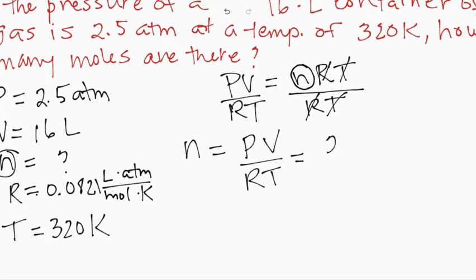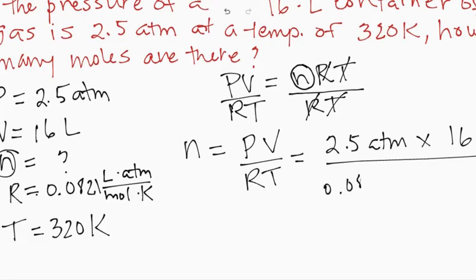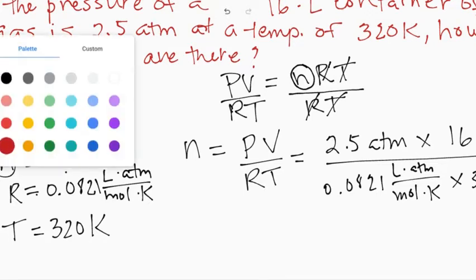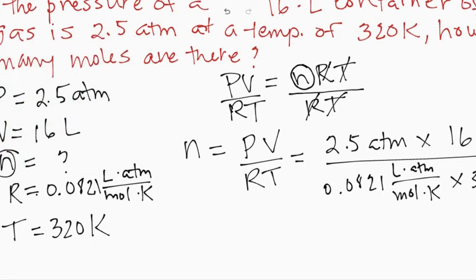So pressure is 2.5 atmospheres. And then we're going to multiply that times volume, 16 liters. And then we'll divide that by R, 0.0821 liters atmospheres over moles kelvins. I know you'll get tired of writing this, but it's what makes this work. And we're going to multiply that times 320 kelvins. All right, so the first thing I'm going to do is make sure that my units cancel.